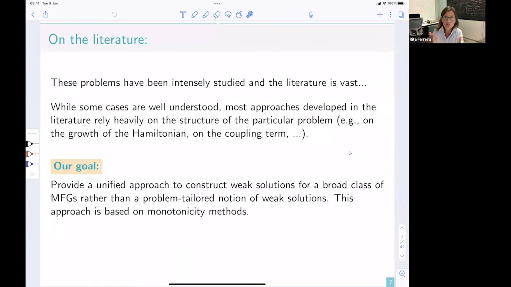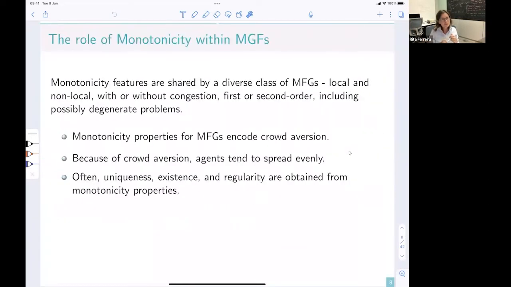And what we were trying to understand was a common denominator, not to all mean field games, but at least to a very broad class of mean field games that could somehow be tackled in a similar way. So our idea was more of a broad scope approach rather than a very specific and tailored one. And this is based on monotonicity methods. Now, why monotonicity?